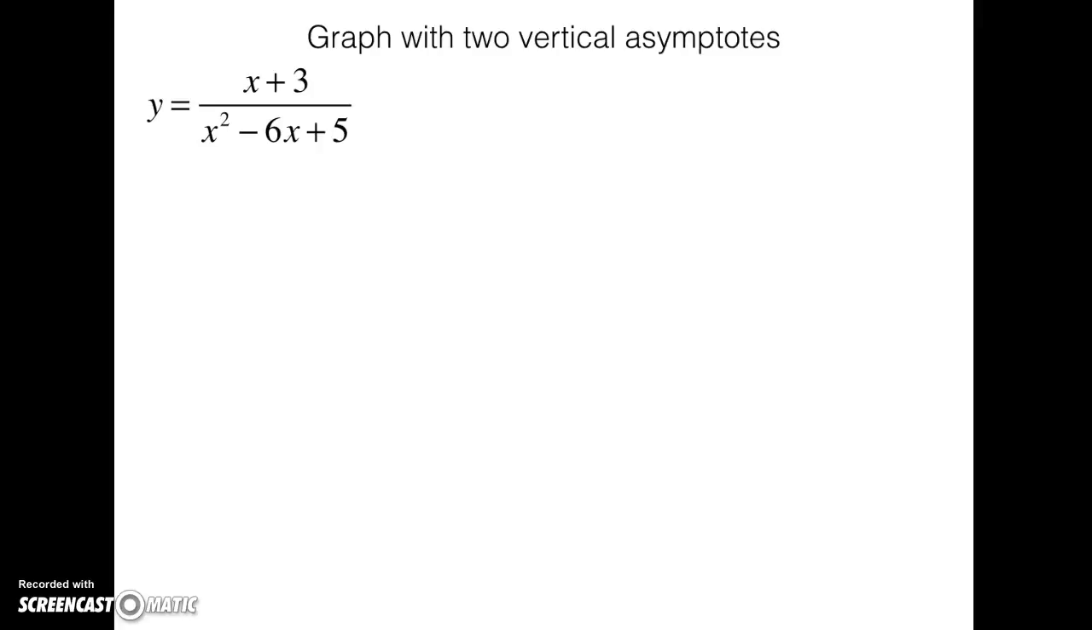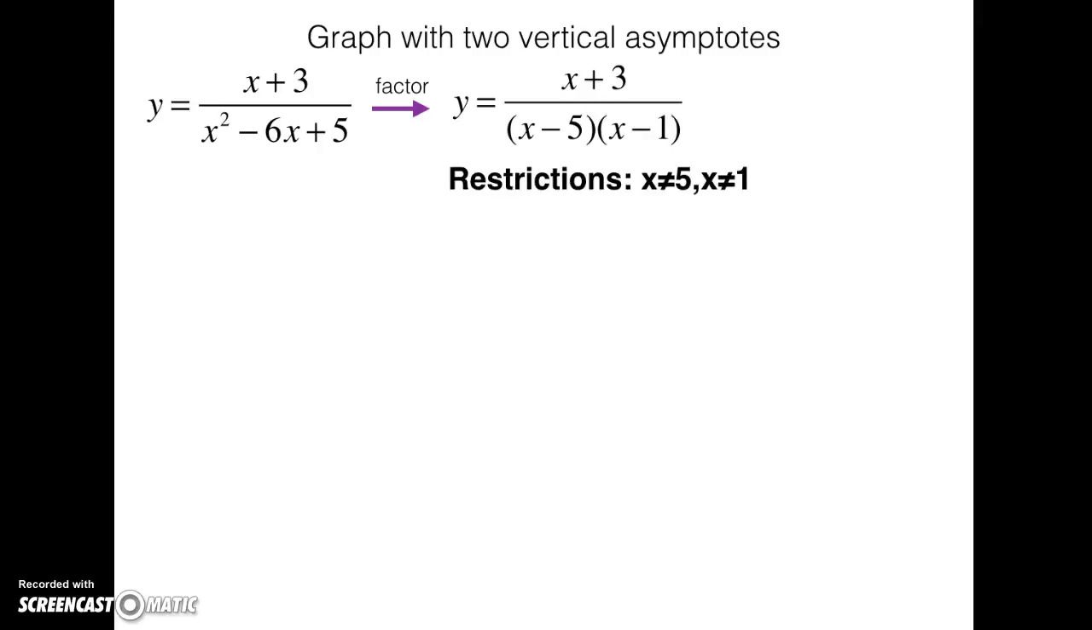Here's an example where we're going to end up with 2 vertical asymptotes. We have x plus 3 over x squared minus 6x plus 5. We factor first to identify the restrictions. The restrictions are x equals 5 and x equals 1. In this situation, nothing cancels out, so that means both of the restrictions are going to be vertical asymptotes.